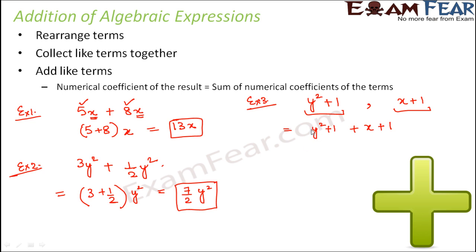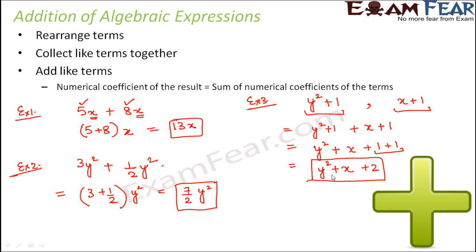Let us rearrange all the terms with algebraic factor y square together. How many terms do you have with algebraic factor y square? Only one term, that is y square. Now let us collect all the terms with algebraic factor x. For that also we have just one term, which is x. Now let's collect all the terms with no algebraic factor, the constant terms, together. How many constant terms do you have? Two, that is 1 and 1. So let us put these two together. We can only add the like terms. So 1 plus 1 is 2. So y square plus x plus 2 is the sum of these two algebraic expressions.